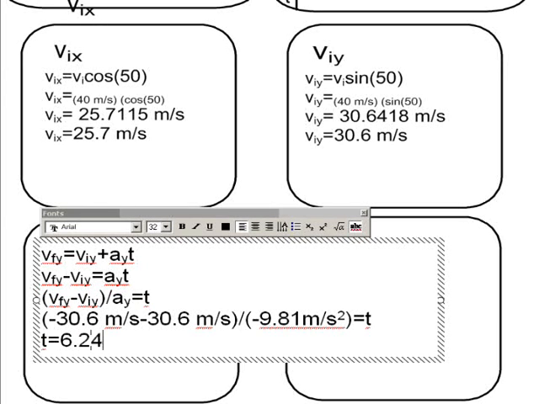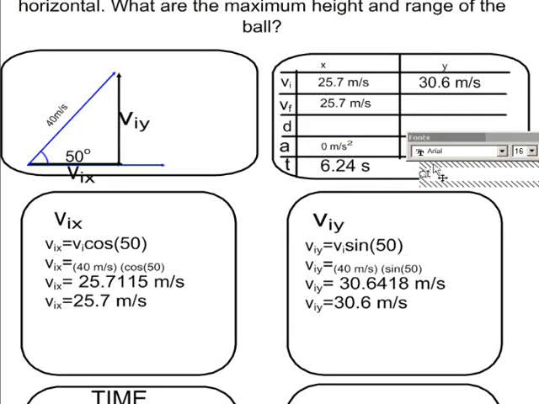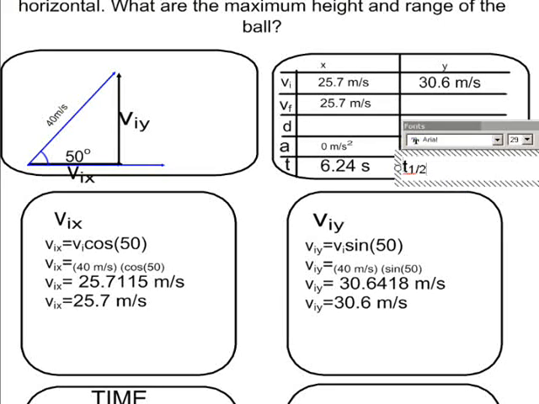Okay. I also know that I'm going to need the half time eventually, but I'm going to go ahead and paste this up into my chart here, 6.24 seconds for the total time that the ball is in the air. Now my half time, t half, is going to be just half of this time. So why do I need that? Well, that half time is going to tell me the time it takes for the ball to reach its maximum height. That's why that number is important. So the half time is 3.12 seconds.